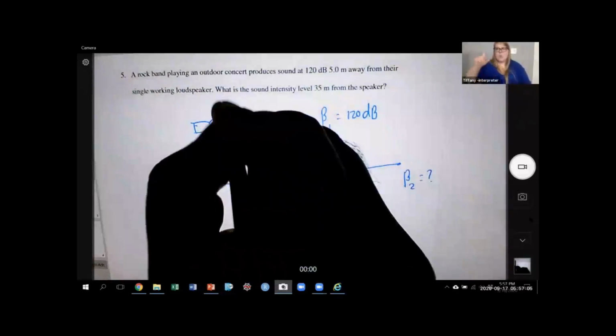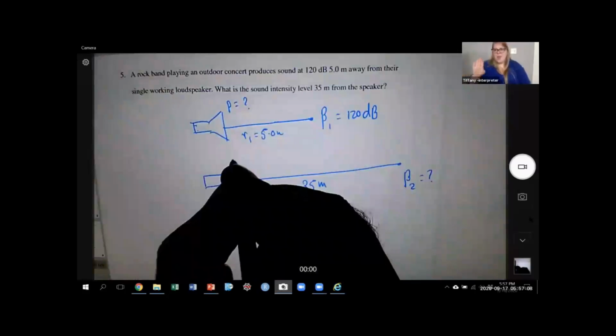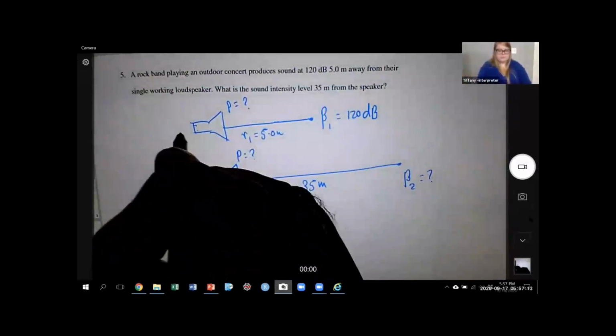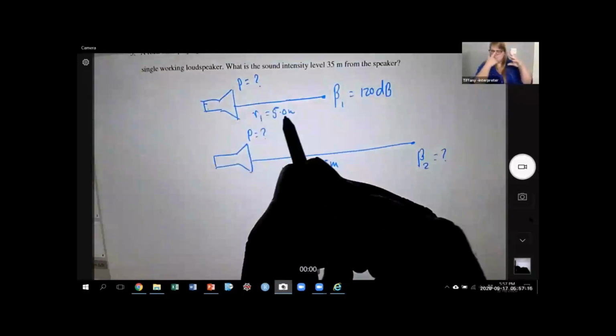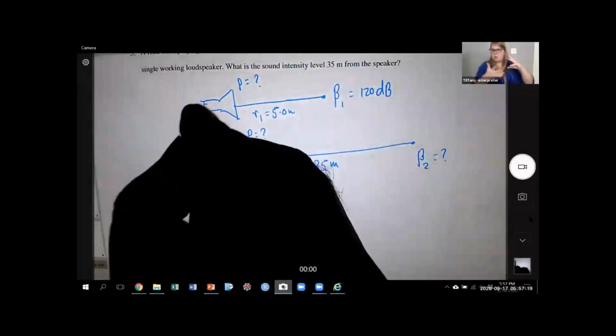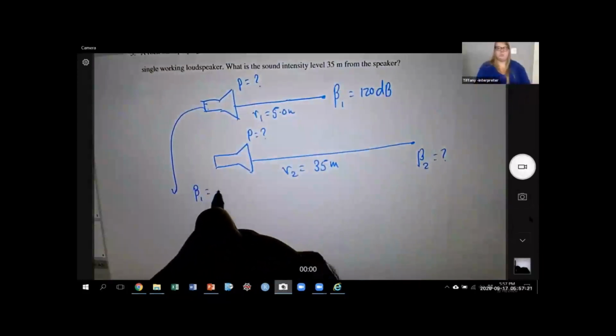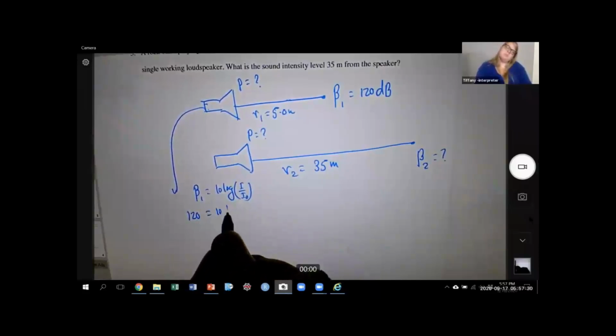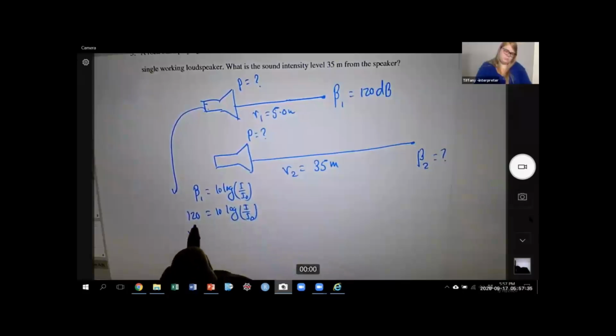First find the power. The power will not change because you use the same speaker. So from this first data, since the distance is given, first you find the power. Beta 1 is 10 log I over I naught. So this is 120 decibels equals 10 log I over I naught. Again, I over I naught is 10 to the power 12, so I is just 1 watt per meter square.